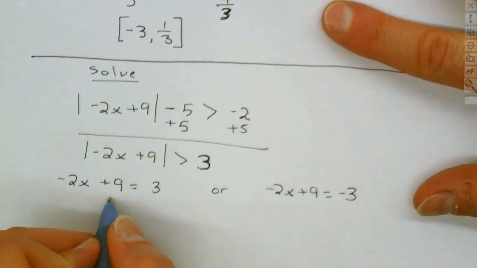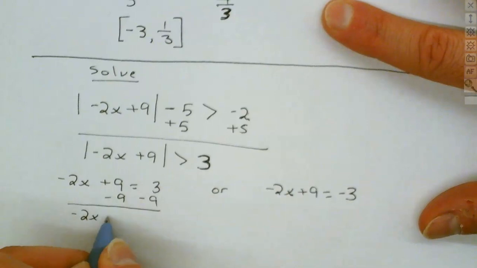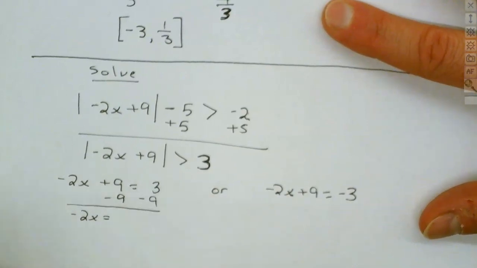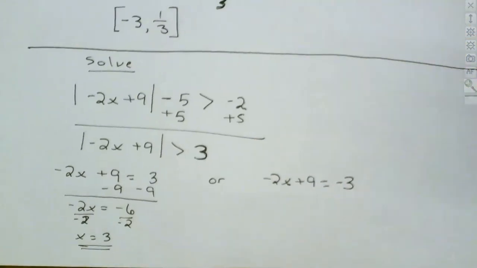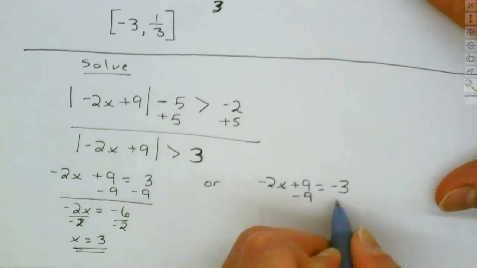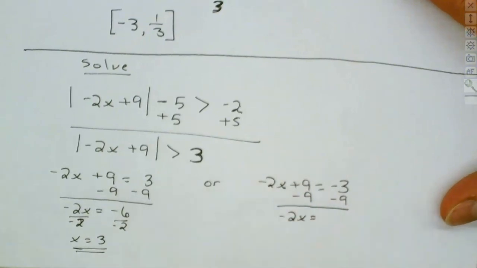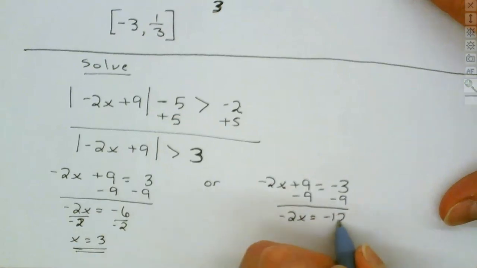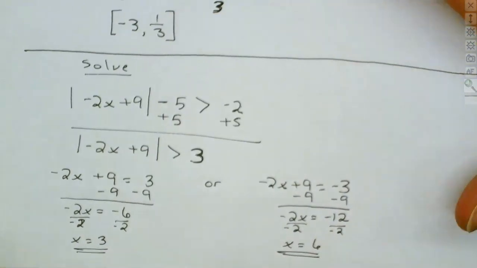We solve them out. Move the 9 over. So minus 2x equals 3 minus 9. That's a minus 6. Divide by our negative 2. And that leaves you with one of them being x equals 3. Repeat the process with the other one. Move the 9 over. So minus 2x equals minus 12. Divide by your negative 2. And x equals now positive 6, right?